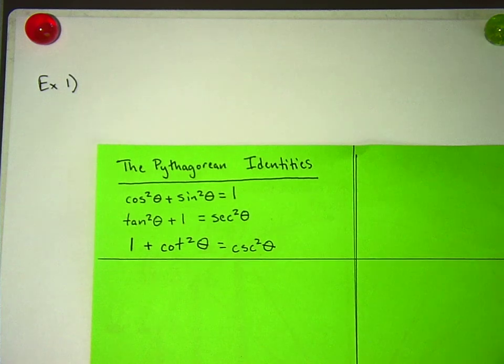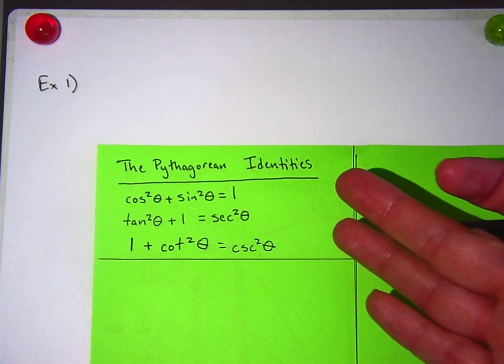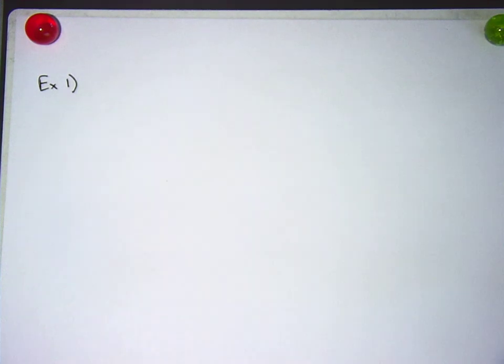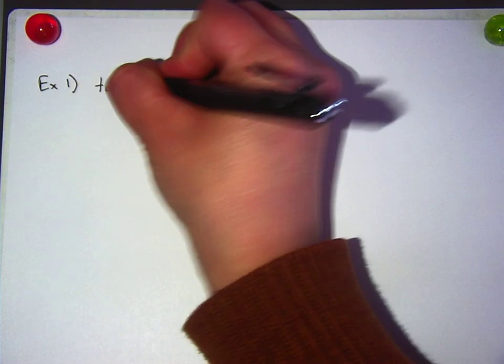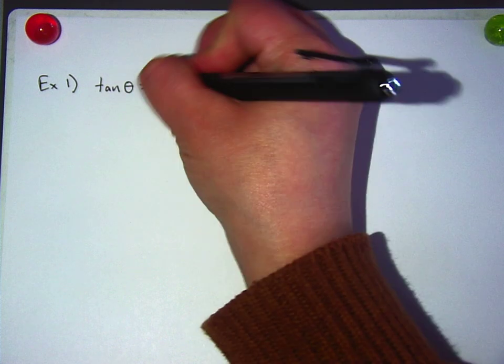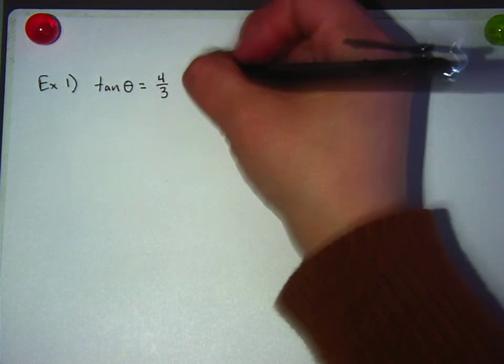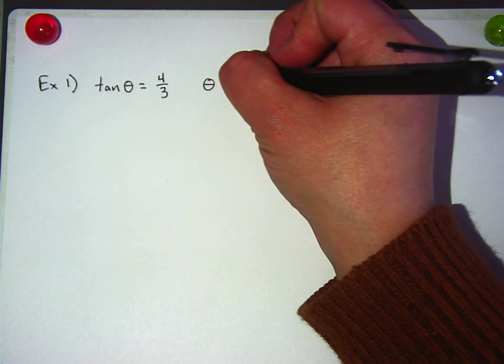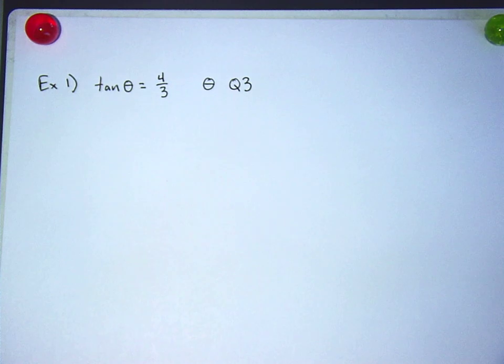Okay, so here's my big hint. We're going to use a formula, and it's one of these. All right, here we go. I'm going to tell you that tangent of theta is 4/3, and theta is in quadrant 3. And I want you to find the other 5.